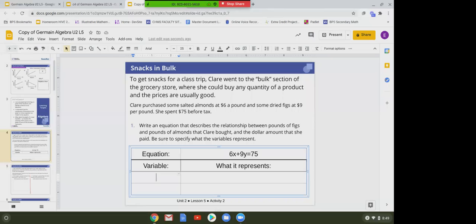So I did x for the pounds, because we don't know how many pounds she bought. The pounds of what? What did it represent? The almonds. Good. So the number of pounds of almonds. And then what did you do for your second one there, Sadie? And y was for dried figs. So the number of pounds of dried figs. Good. I like it. Nice job.